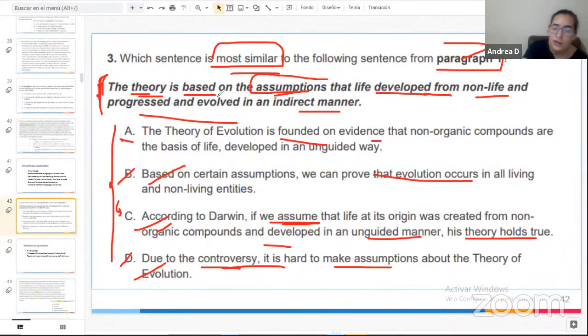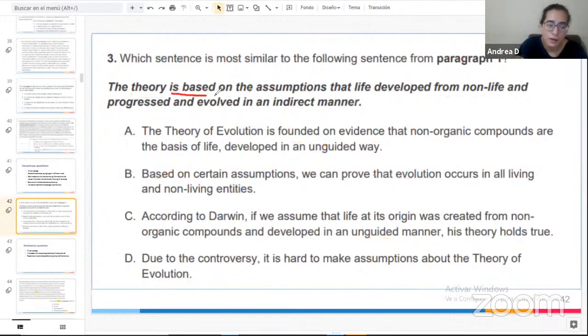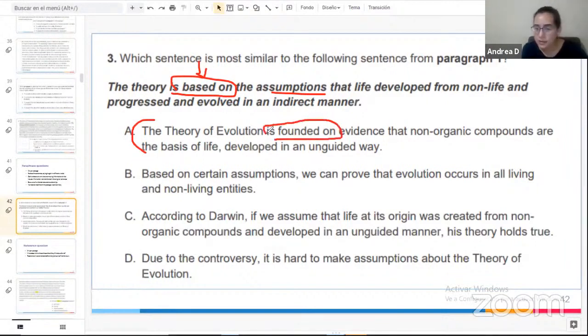What is this sentence about? And usually in order to know that, you can look at the verb. The verb is the most important part of a sentence, right? So the theory is based on, and all of this is just the complement. So that's what the sentence is about, what the theory is based on. And then think about what this sentence is about. The theory of evolution is founded on, so it's about the same thing, what the theory of evolution is founded on. That's not the same for this, and this other one here, you know?